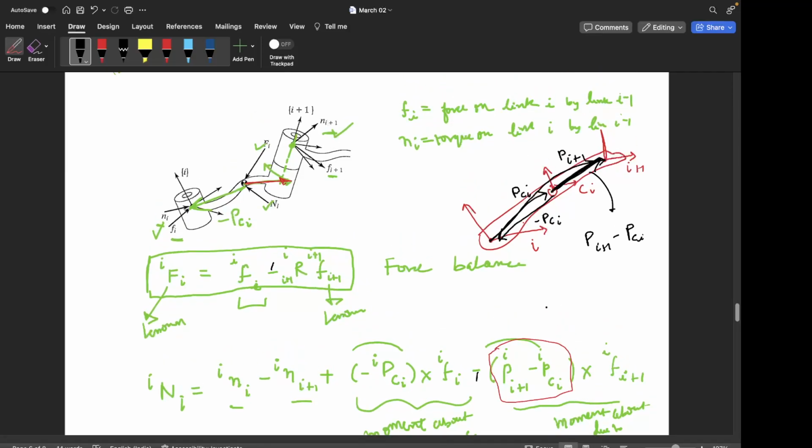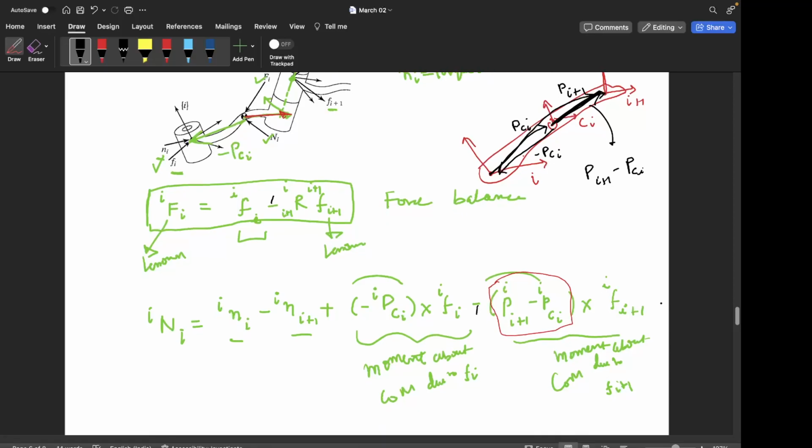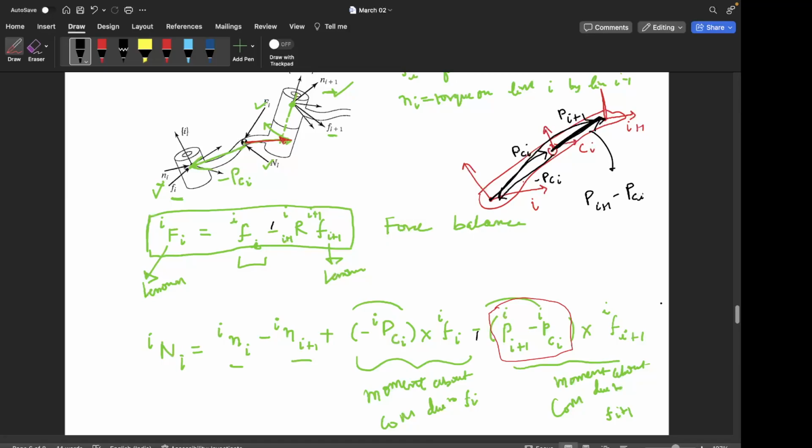Any doubts here? We have discussed the torque balance. Any doubt in the torque balance? Please take a moment and try to see if you have any confusion in the flow of the logic. If you are lost somewhere, please tell me, I will redo it.